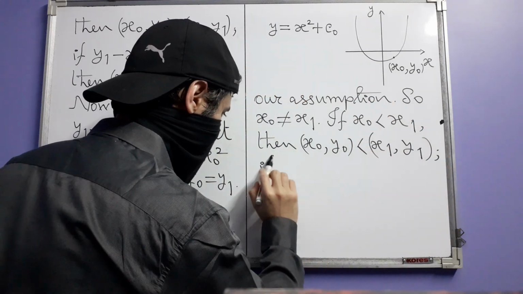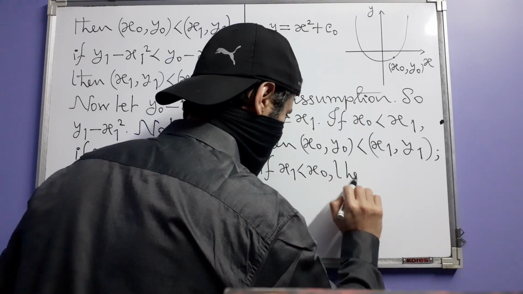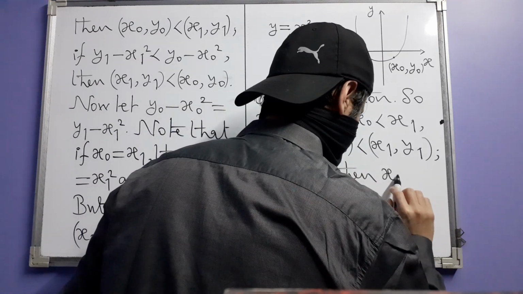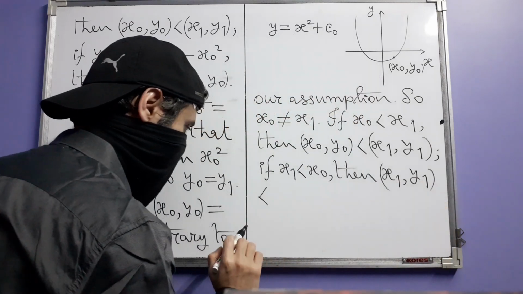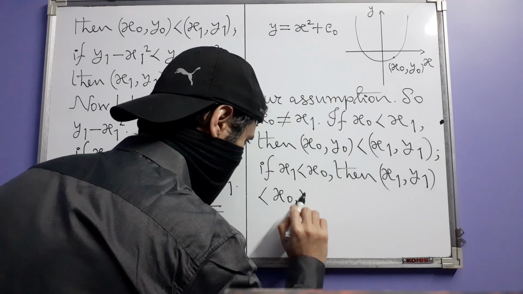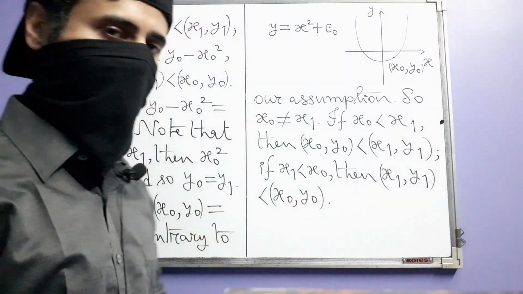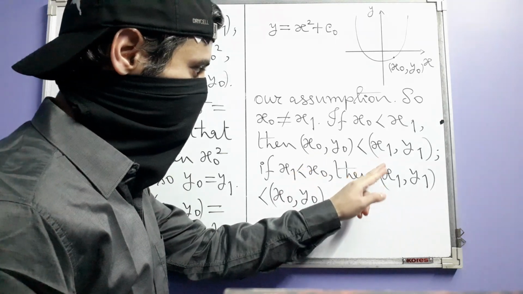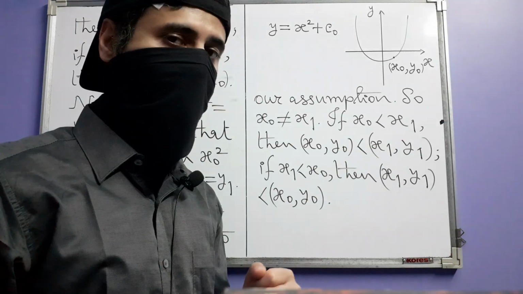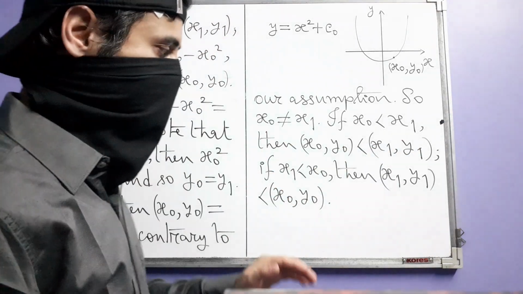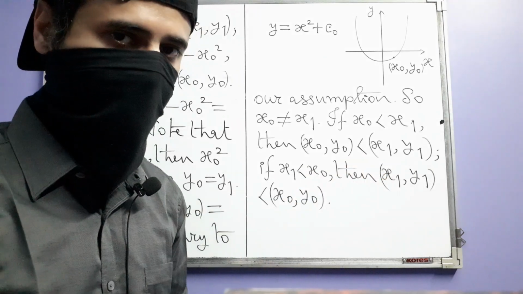Whereas if x1 is less than x0, then (x1, y1) is less than (x0, y0). So we see that no matter what the situation is, either this is true or this is true. In other words, these two distinct ordered pairs are comparable. That means we have verified the fact that this relation satisfies comparability.